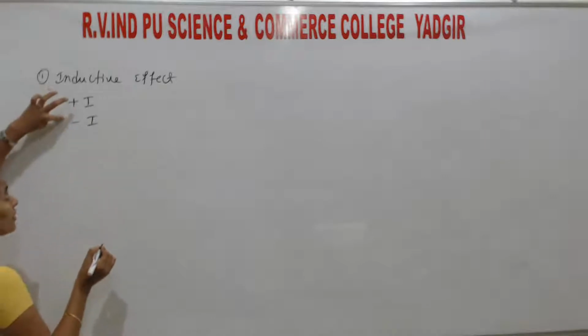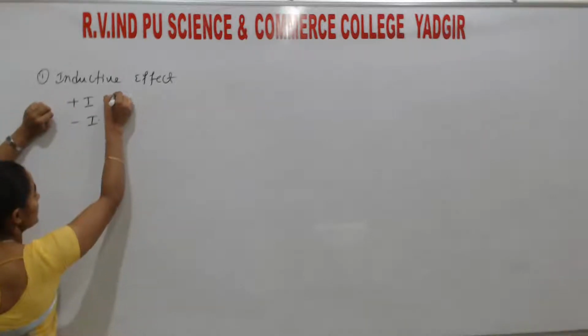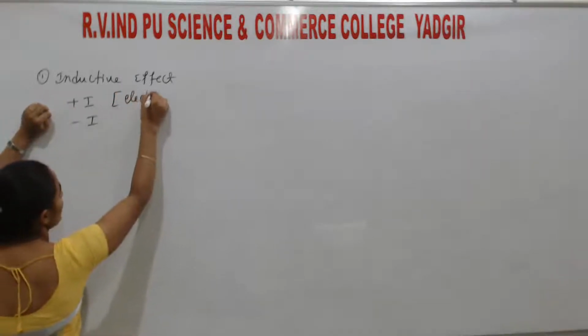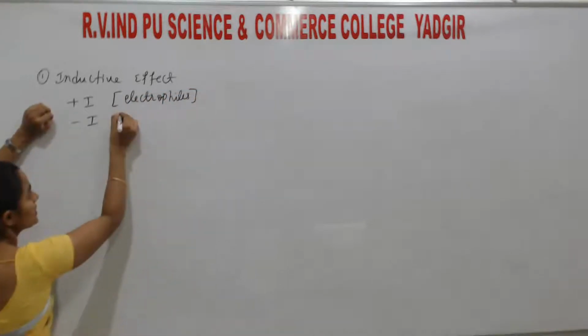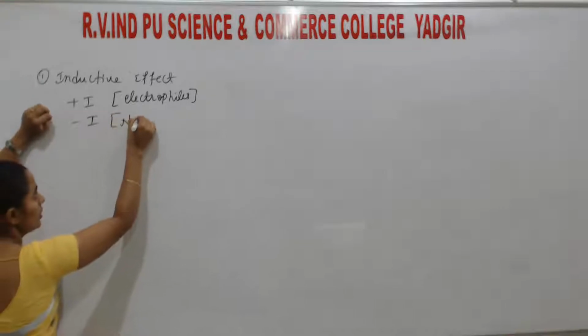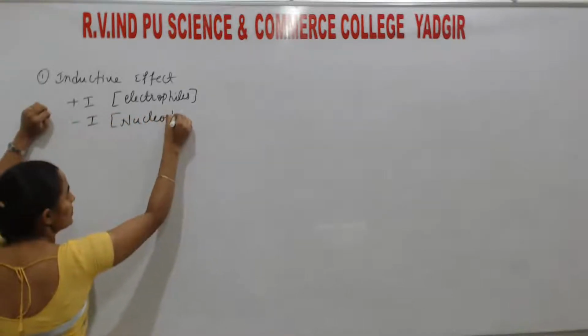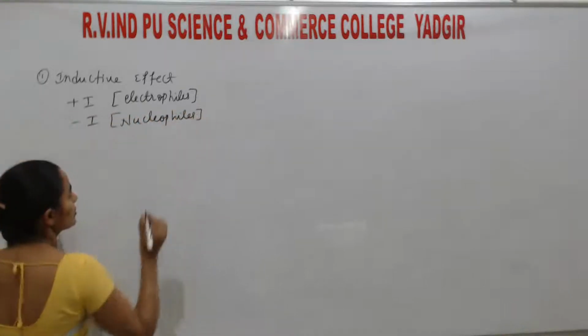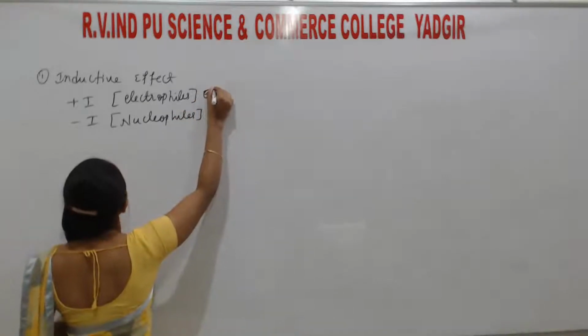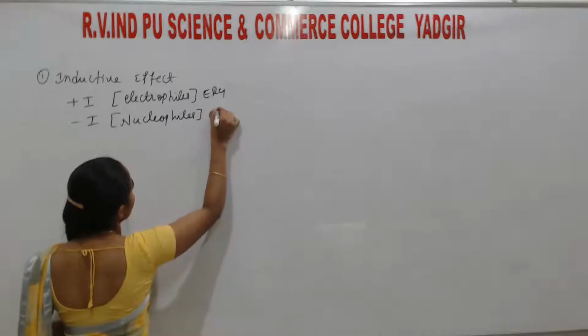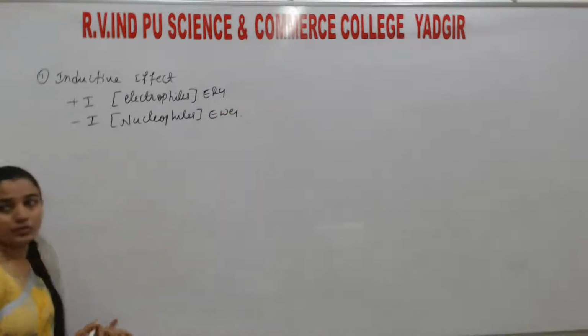The plus I effect is exhibited when electrophiles are attached to them. The minus I effect is exhibited when nucleophiles are attached to them. Electrophiles, that is, electron releasing groups. This one is electron withdrawing groups.